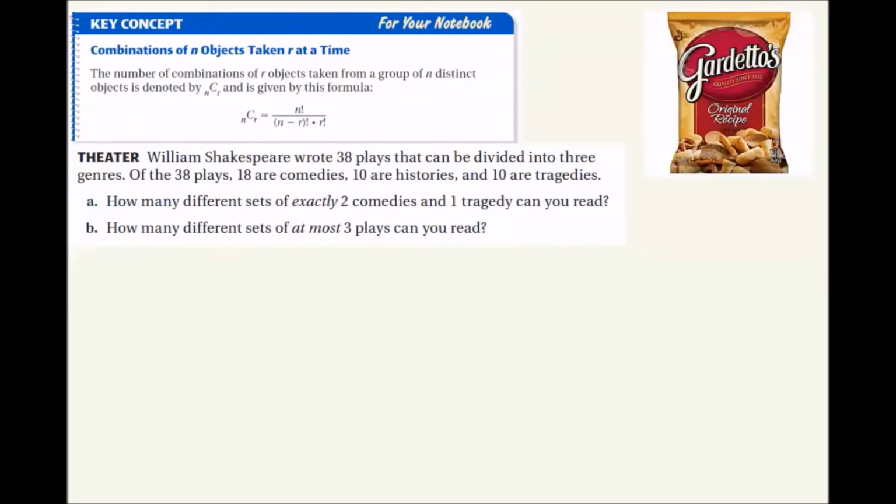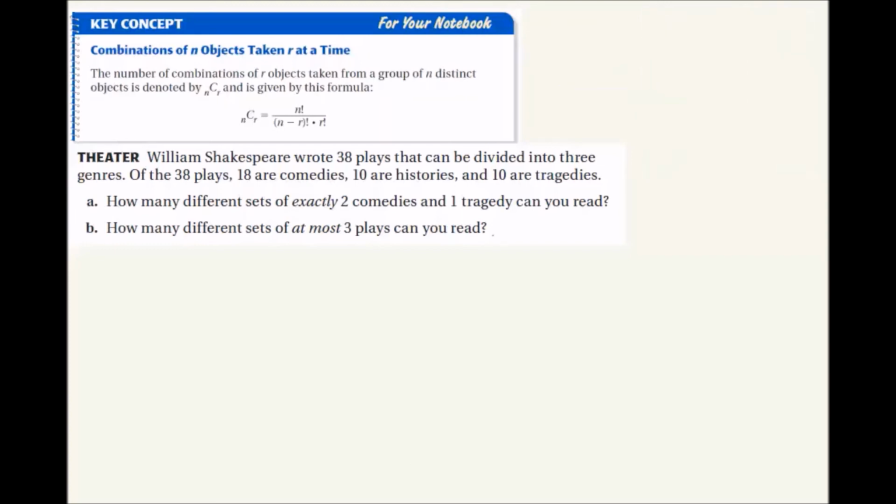Before we take a look at this next problem, I just want to focus on these Gardettos for a second. I figure either one of two things is going to happen. Either Gardettos is going to be pleased that I'm advertising for them in my video, or they're going to try and sue me. Anyways, Gardettos are delicious.